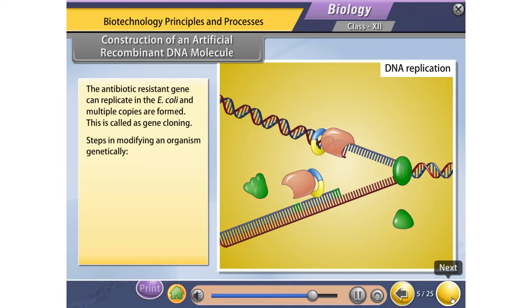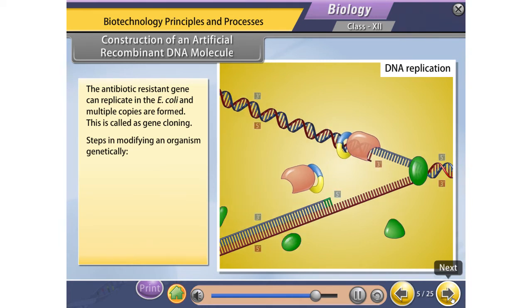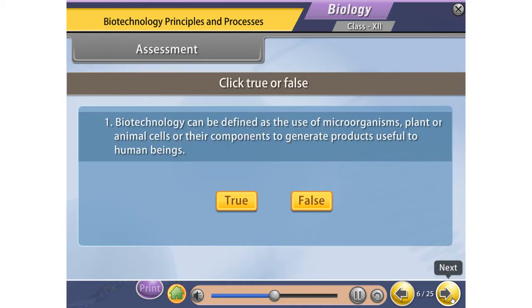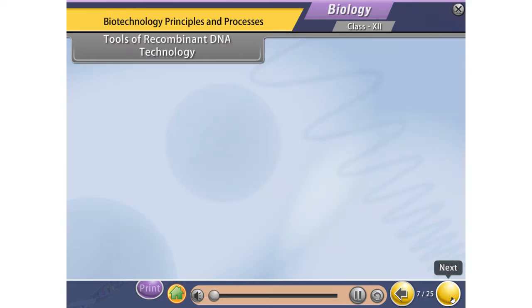The steps in modifying an organism genetically: identification of DNA with desired genes, introduction of the identified DNA into the host, maintaining the introduced DNA in the host, and transferring the DNA to its progeny. Assessment. Tools of recombinant DNA technology.